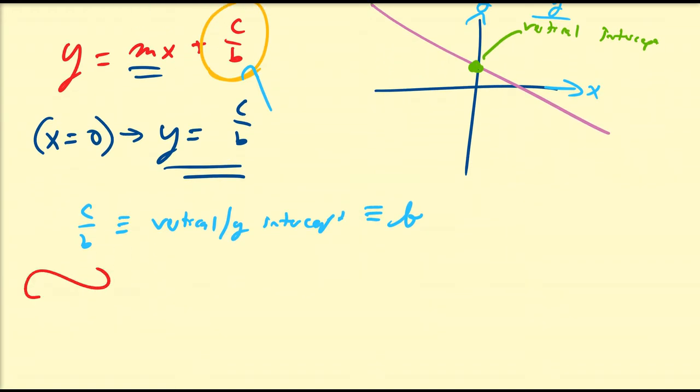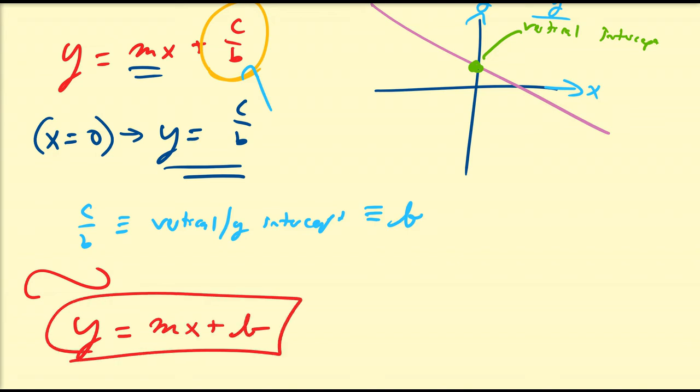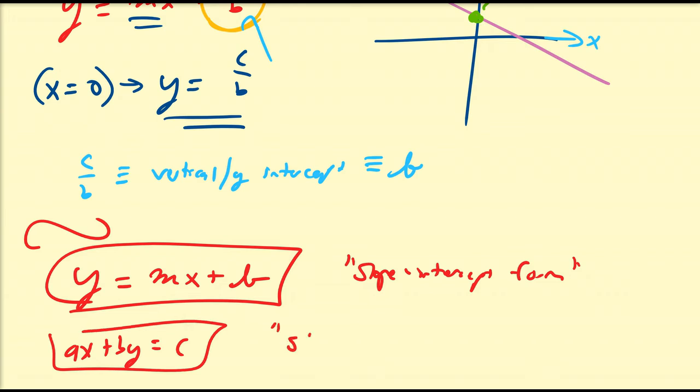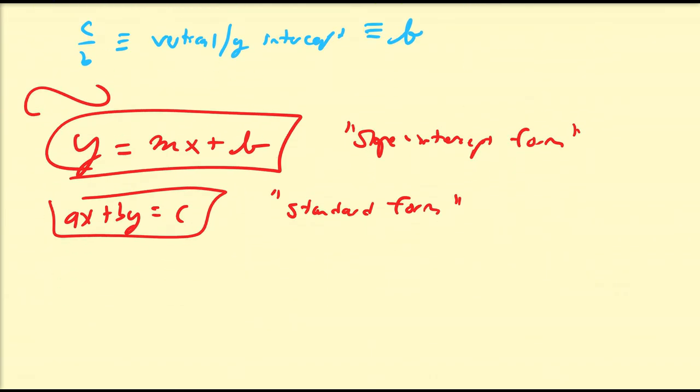So y equals mx plus b is a special form of an equation, which is usually referred to as the slope-intercept form. Whereas ax plus by is equal to c is what we refer to as the standard form of the line. So solving for y from the standard form and putting it in slope-intercept form can make obvious what the slope and vertical intercept of that line actually are.